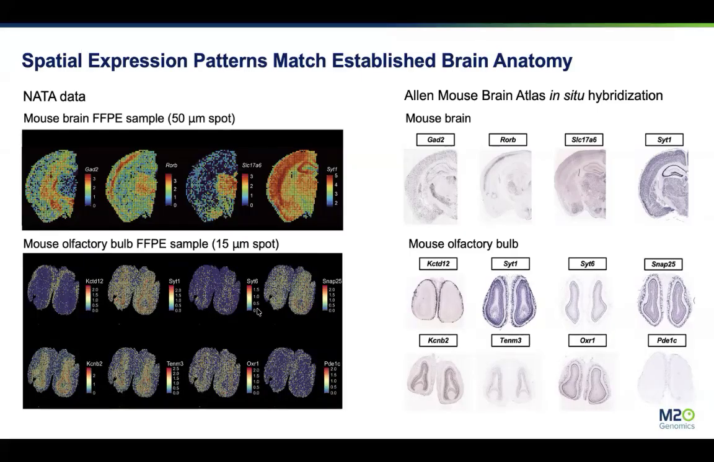established anatomical patterns. We also looked at the mouse olfactory bulb at 15 micron resolution. The neuronal and synaptic markers recapitulated the expected layer-specific organization associated with sensory processing, which again were consistent with in situ hybridization results from the Allen Mouse Brain Atlas. So these results show that NATA preserves biologically meaningful spatial expression patterns while still maintaining spatial fidelity across different resolutions.